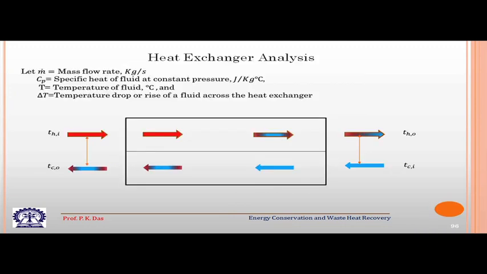So, in heat exchanger analysis, I am showing a parallel flow type of arrangement. Hot fluid is passing, and as it passes its temperature reduces and it goes out. The cold fluid enters from the other side, its temperature increases as it passes, and it comes out with the highest temperature. These quantities are important: m dot, the mass flow rate in kg per second, remains constant, and Cp, the specific heat of the fluid at constant pressure, in joule per kg degree Celsius, also remains constant for the purpose of our analysis. In some cases there could be variation of Cp due to temperature, but the analysis which I will show cannot cater to that kind of change in Cp.